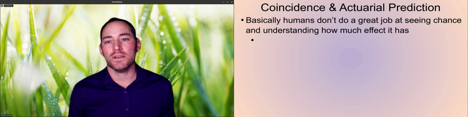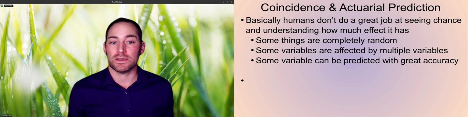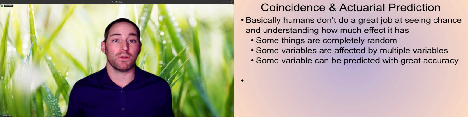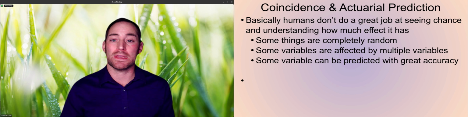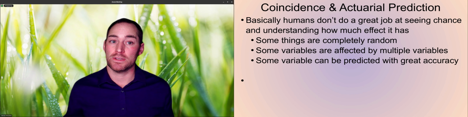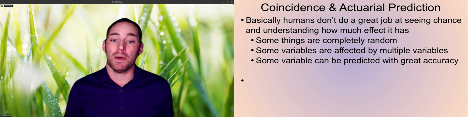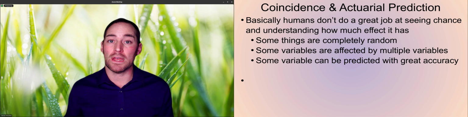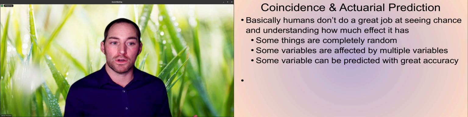So with this, humans don't do a really great job at seeing chance and understanding how much effect it can have. So some things that happen in life are totally, completely random. Like they said in the video, if we see a pattern, we can then maybe predict it better. But some variables are affected by multiple variables, and then having a better assessment of all those variables, we can make a better prediction. Some variables can be predicted with really great accuracy, and that's what we want to do as a science, is have a better understanding of all the variables that are relevant to be able to make really good predictions.